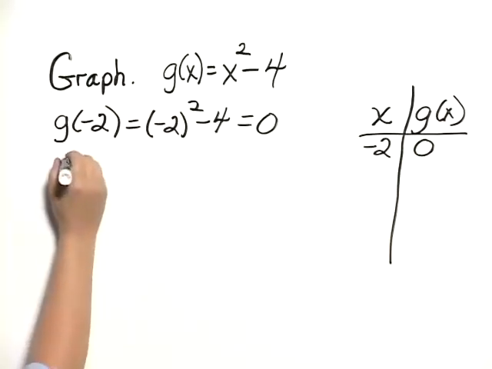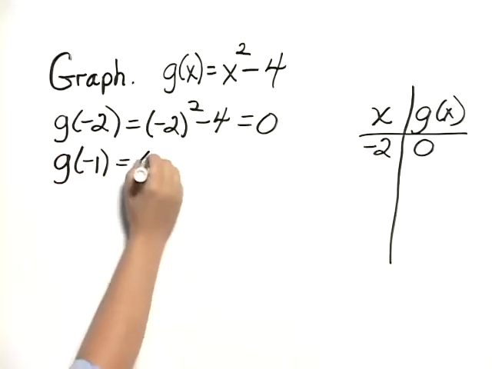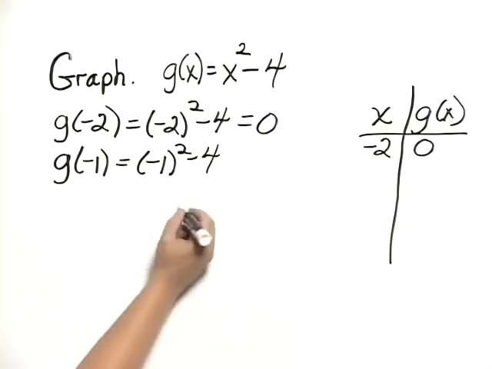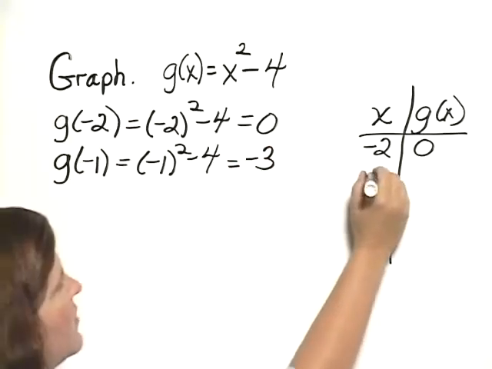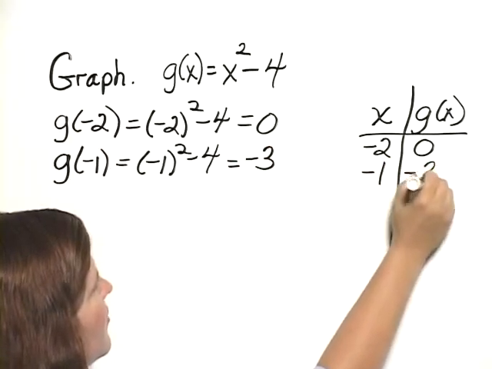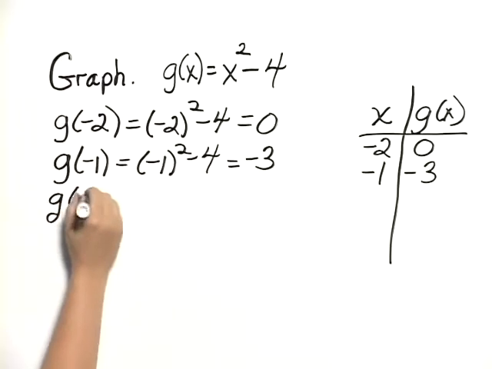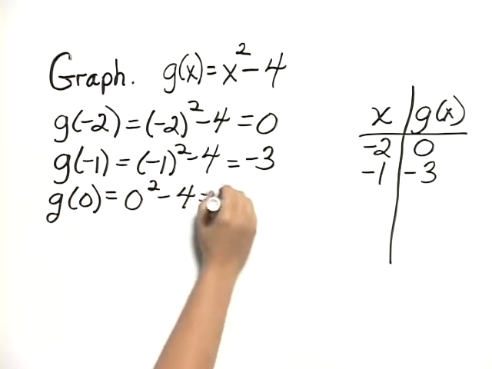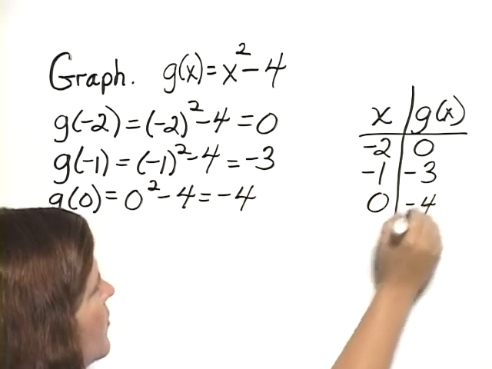Let's find some more. Let's try g of -1. That would give us -1 squared minus 4, which is 1 minus 4, which is -3. So another point on the graph is -1, -3. We can choose any value for x. Let's try 0. G of 0 would be 0 squared minus 4, which is -4. So we have the point 0, -4.